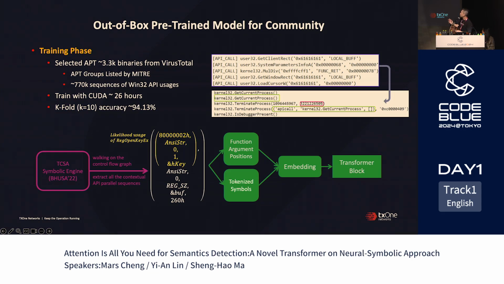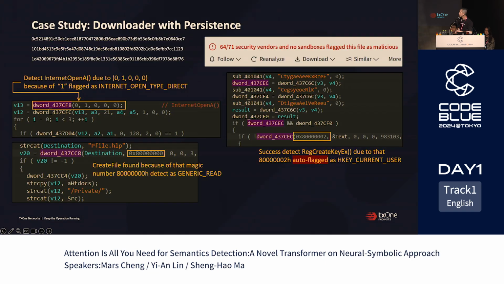Finally, we used CUDA to pre-train the AI model for about 26 hours, and we got a very tiny version of the AI model, which we tried on the real world. Let's see an unusual case right here. We chose a sample from VirusTotal. You can see this binary is highly obfuscated, which makes it very difficult for traditional YARA rule matching and pattern matching.